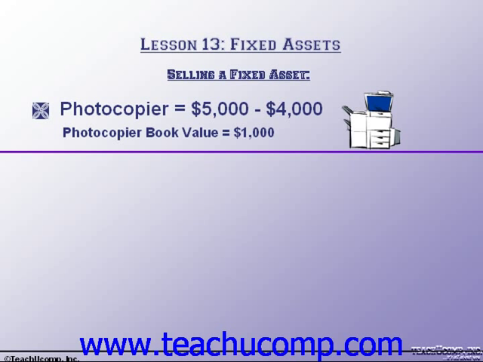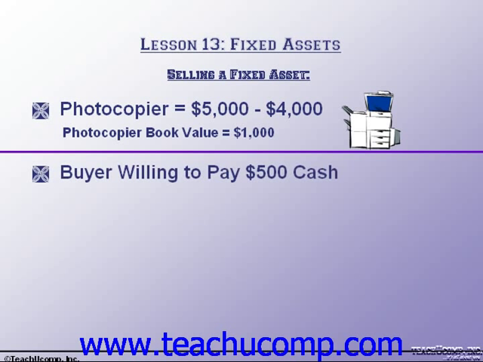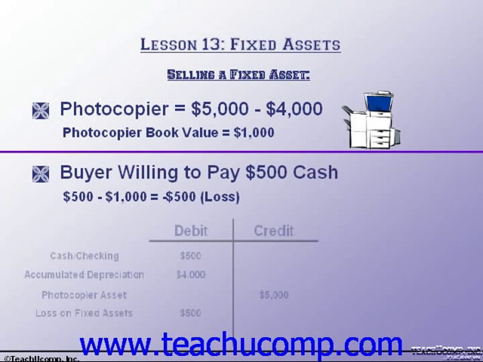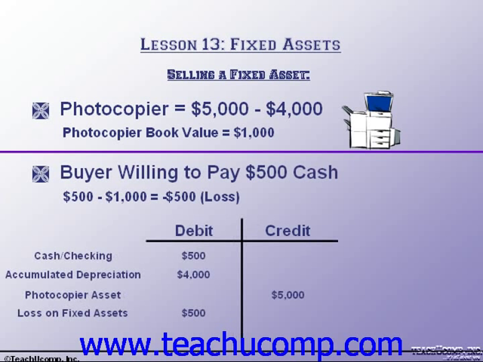Assume that you had a buyer who was only willing to pay you $500 for the photocopier. In this case, you have a loss on the sale of your fixed asset. When this happens, you will need to attribute the lost value to an expense account, usually named something like loss on fixed assets. This time, when making the journal entry, you would debit your cash or checking by the $500 received.